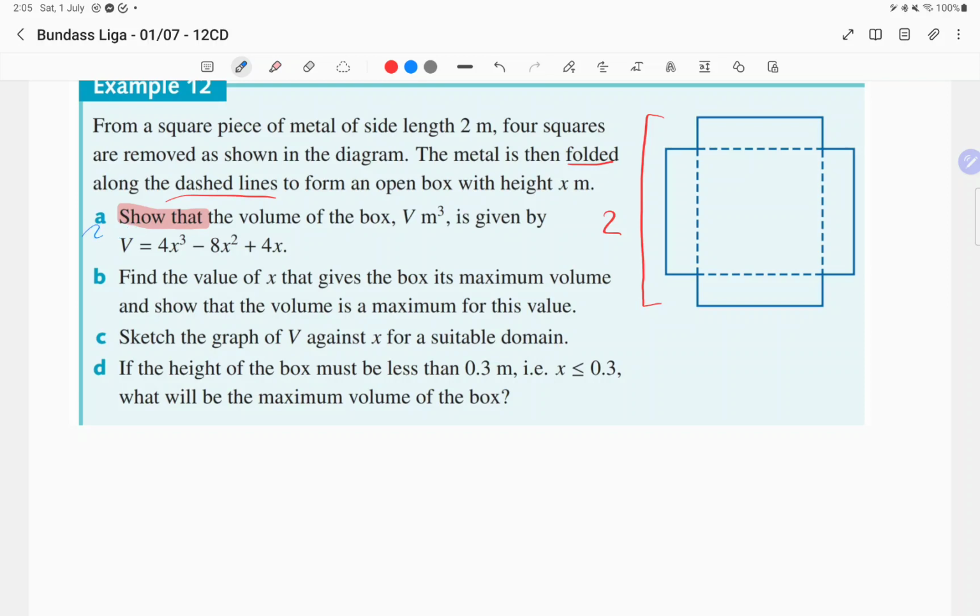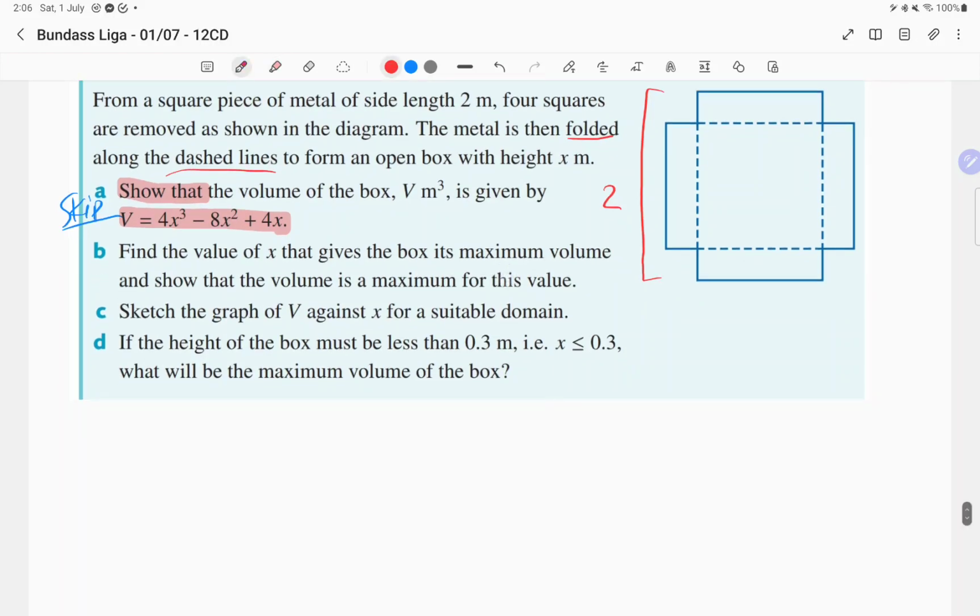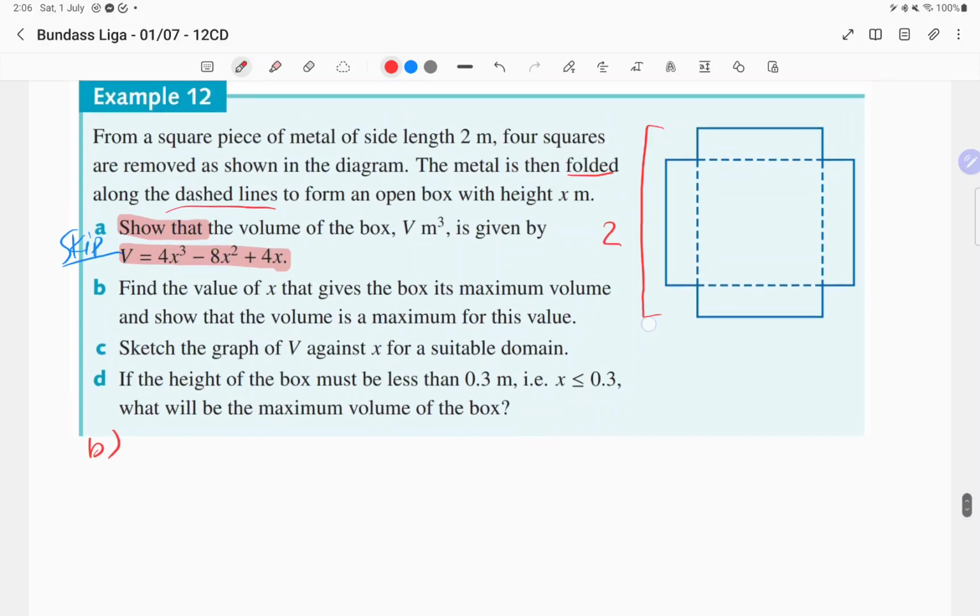Okay? When you see "show that," you skip. Why do we skip this one? Because you already have the answer, which means you can move on to the next question without having to go through question A. Another reason I want you to skip "show that" at the beginning is it's normally difficult. So I'll do exactly that: I'll skip question A first, go to question B, and I'll show you how to do question A later.